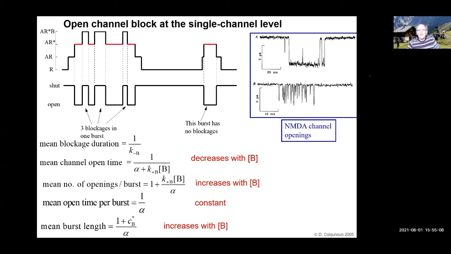There's an example here, which is for an NMDA receptor. In the absence of magnesium, it looks like that. There are short shuttings which reflect the gating mechanism, but in the presence of magnesium, quite a high concentration, the openings become much shorter.